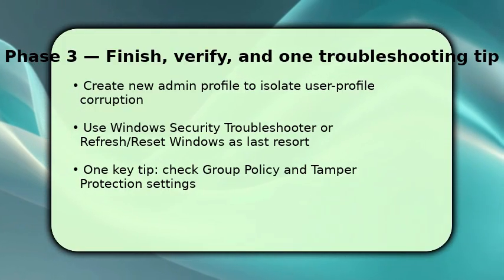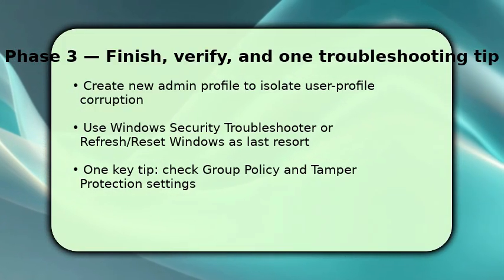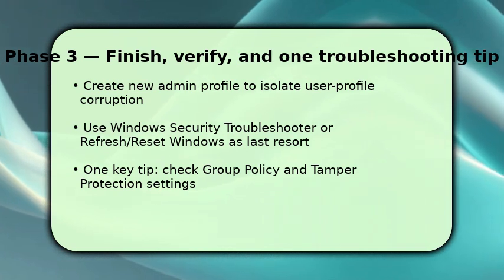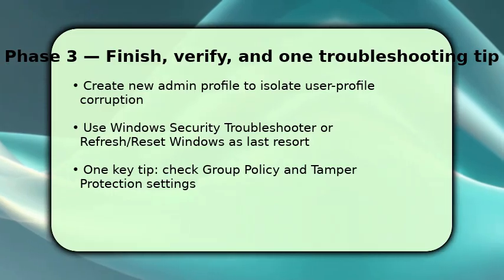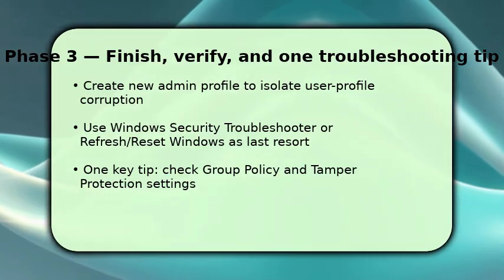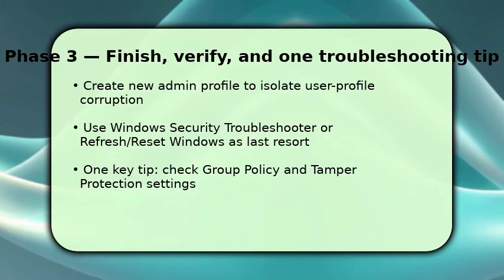If nothing helps, run the Windows Security Troubleshooter or use System Reset while keeping files as a last resort. If you get stuck, the one key tip is to temporarily disable tamper protection before service or registry edits.